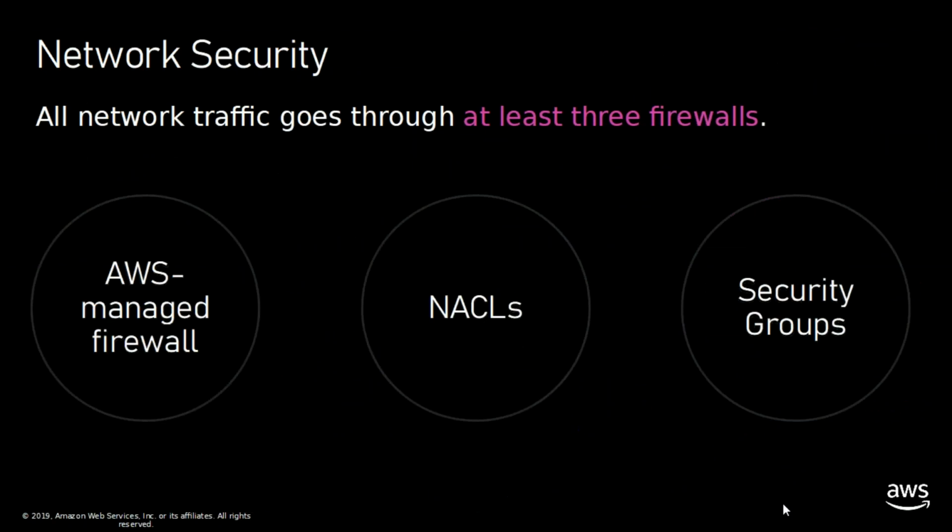Okay. For network security, all network traffic goes through at least 3 firewalls. We have the AWS managed firewall, we have NACLs and security groups. By the way, NACLs and security groups are managed by the end user.